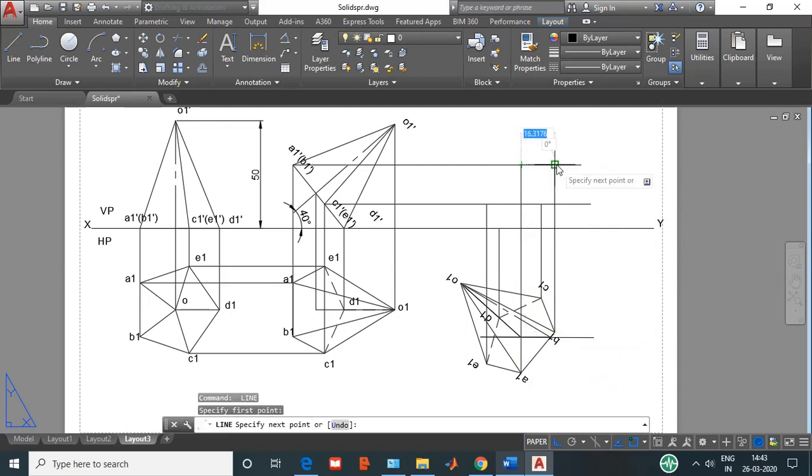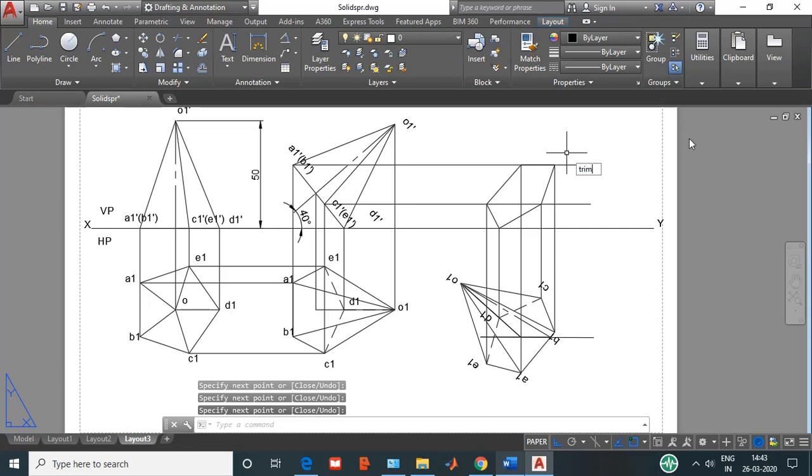This is A, B, then C, D, E, back to A. Okay, so that is the base of the pyramid. Extra lines you can trim it.